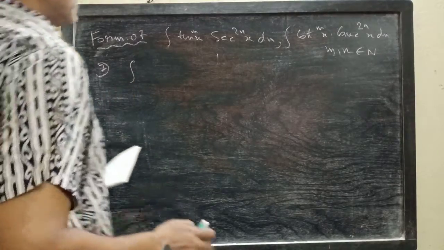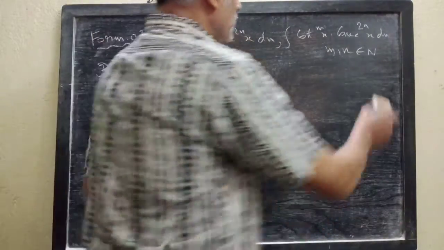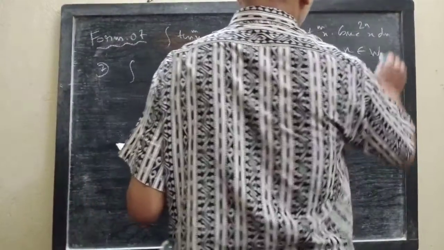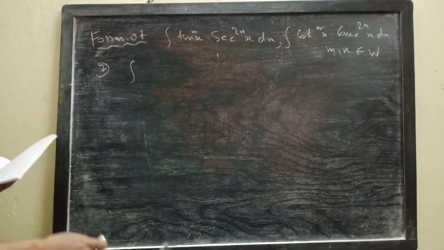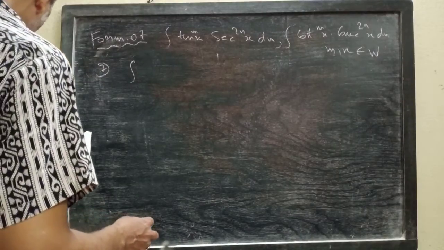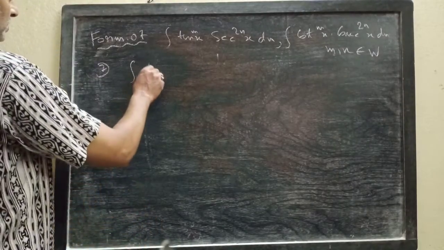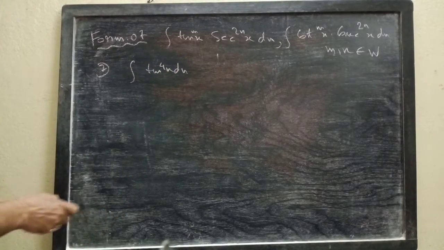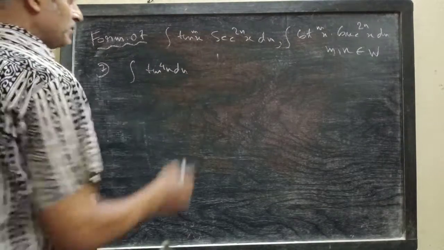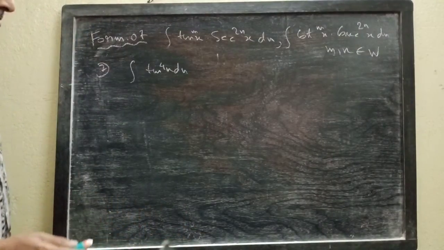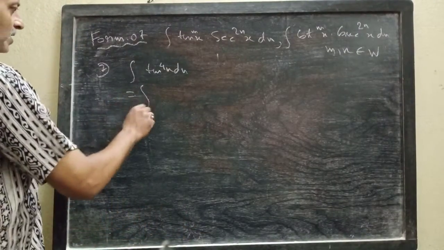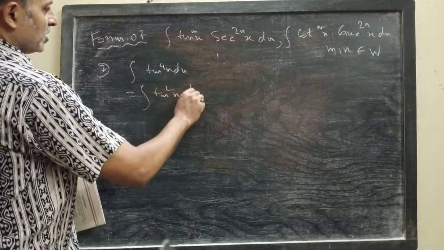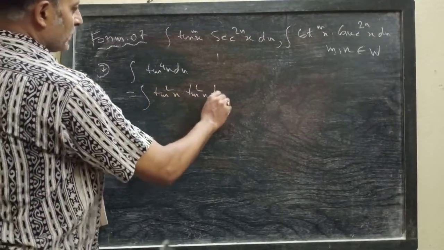Integration. Let us write this as a whole number because sometimes m and n become 0. Integration of tan to the power 4x. Look, here m is 4, n is 0. Then how do you solve this? Write in this way. Split this: tan square x into tan square x dx.